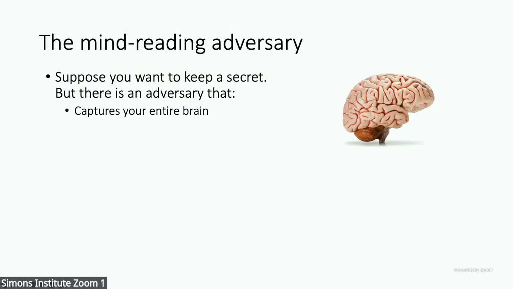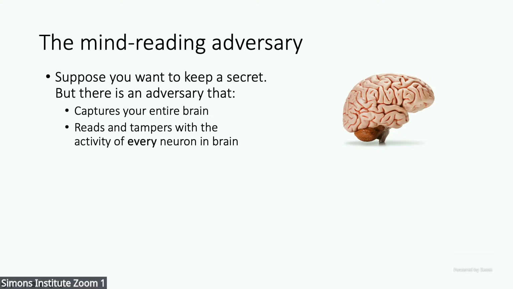I think it's always good, when we're thinking about obfuscation, to take a step back and think about it from a more human, although kind of gruesomely human, perspective, just to get a sense of how non-trivial this question is. Suppose you wanted to keep a secret, but unfortunately there's an adversary that has captured your entire brain. It has taken the brain out of your head and is holding it in his hands. And this adversary can actually read and tamper with every neuron in your brain while you are thinking about the secret that you want to keep from the adversary.